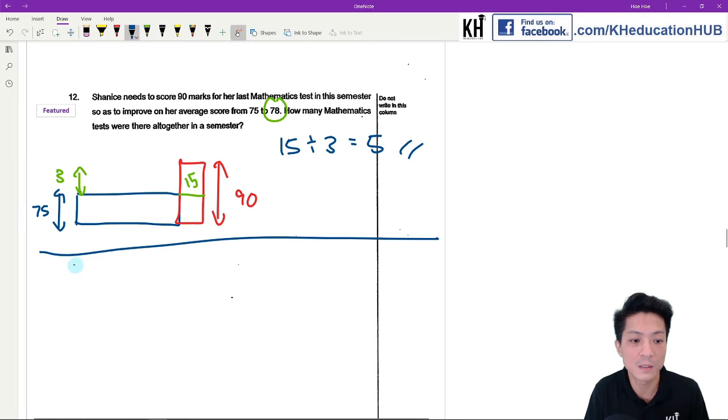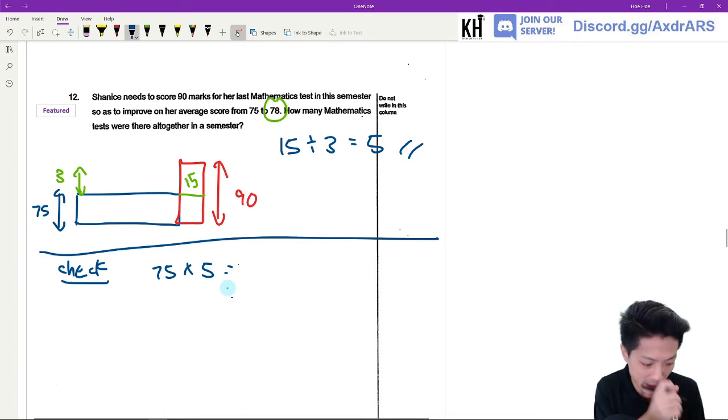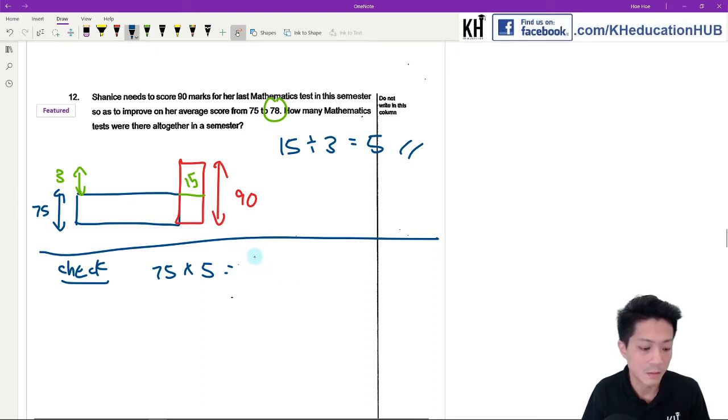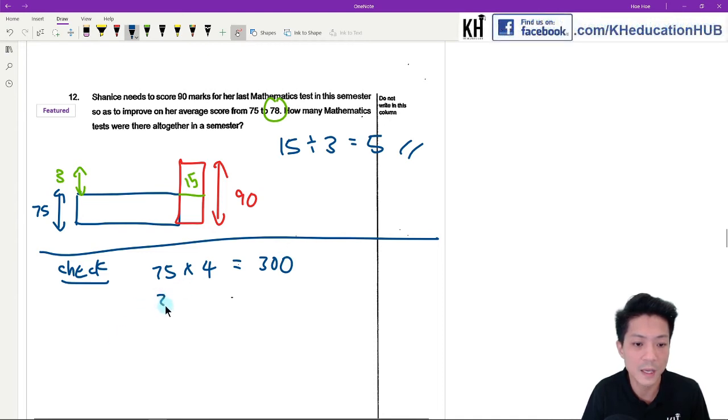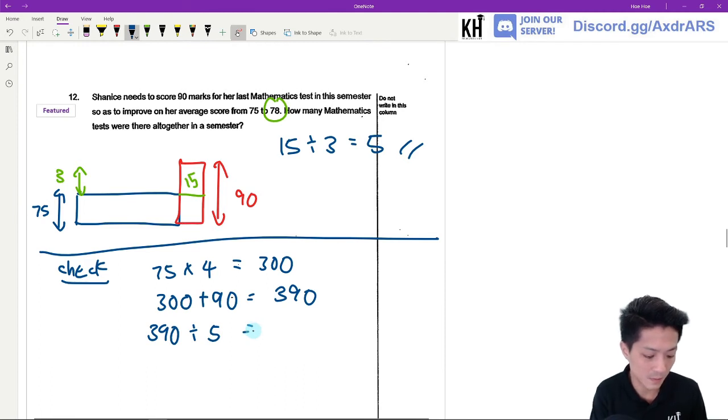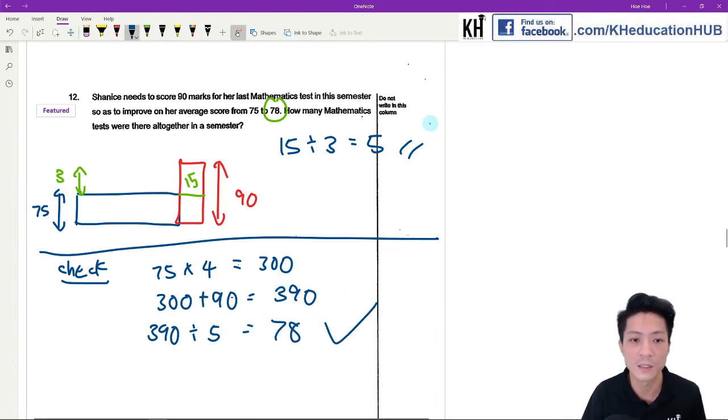We can check if our answer is correct or wrong. To check if there are 5 tests, you use 75 times 5 and check what you get. Oh, sorry, it should be 75 times 4 first. 300. If her 5th test scores a 90, it will be 390. Now, if I use the total score divided by the 5 tests, I get a new average of 78. So this shows that the answer is correct.